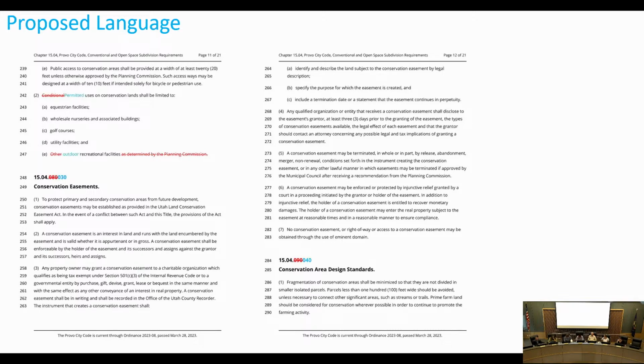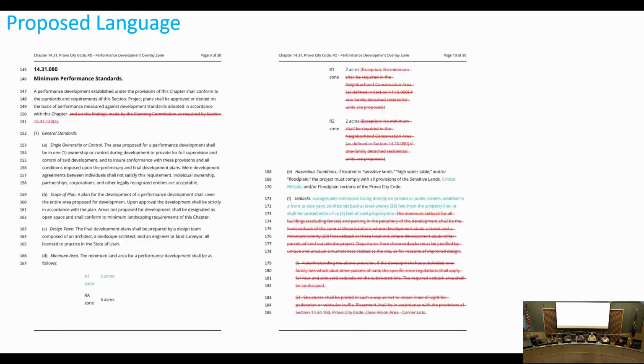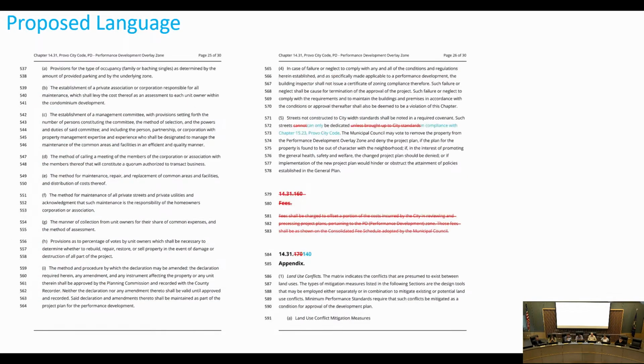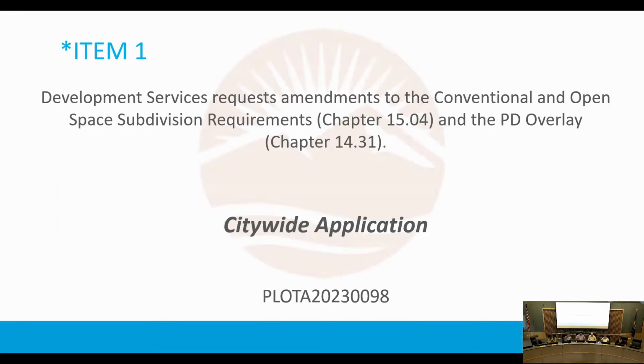Does anyone want to bring forward a motion? I'll make the motion. Okay, I move that we recommend item 1 to the city council for approval. Development Services requests amendments to the conventional and open space subdivision requirements, chapter 15.04, and the PD overlay, chapter 14.31, with the suggestions that we've discussed for Mr. Ardmore to make before it goes to the council. Is there a second? I'll second.